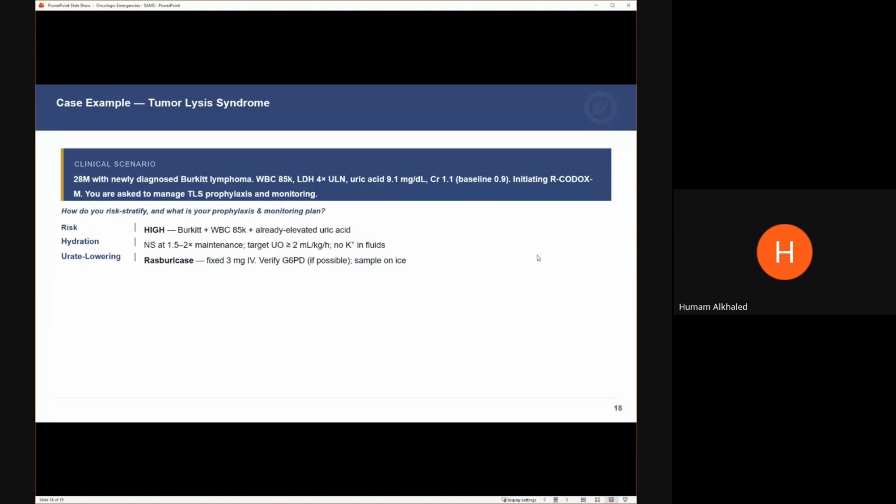This is a patient where you want to give rasburicase. Again, the dose is really institution dependent, but based on what we do at Georgetown, we use a fixed 3 milligram IV dose. If we have the luxury to check G6PD in these patients, we do. If we don't have the luxury, we just have to give it to prevent further complications from TLS.